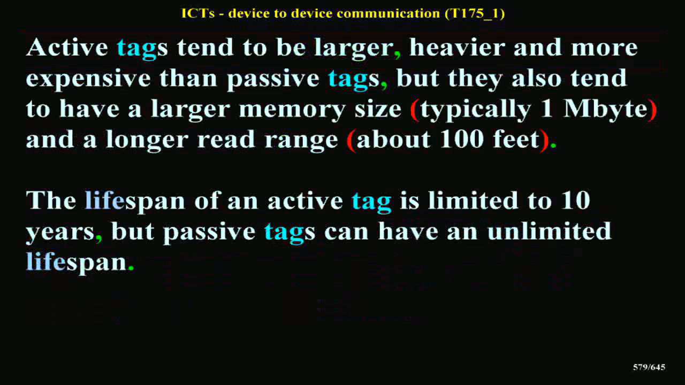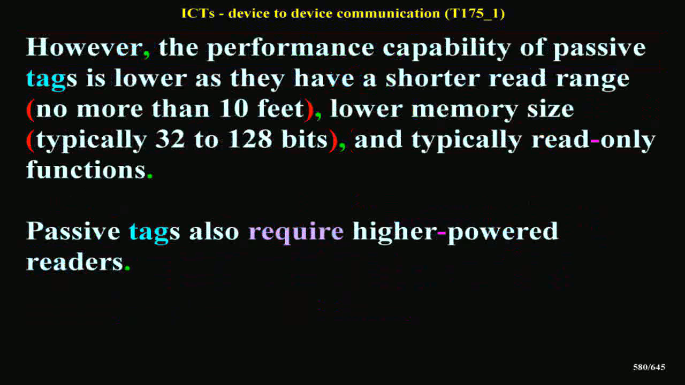The lifespan of an active tag is limited to 10 years, but passive tags can have an unlimited lifespan. However, the performance capability of passive tags is lower as they have a shorter read range, no more than 10 feet, lower memory size, typically 32 to 128 bits, and typically read-only functions. Passive tags also require higher-powered readers.